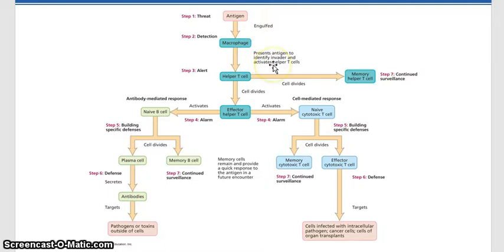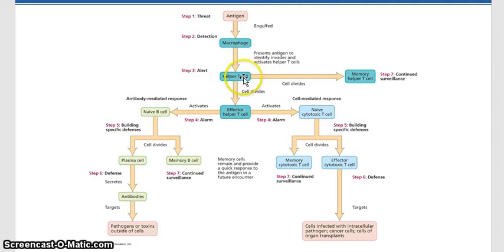Remember, there are 3 antigen-presenting cells in our immune system response. And those types of cells that are antigen-presenting cells are the macrophages, the dendritic cells, and the B cells.